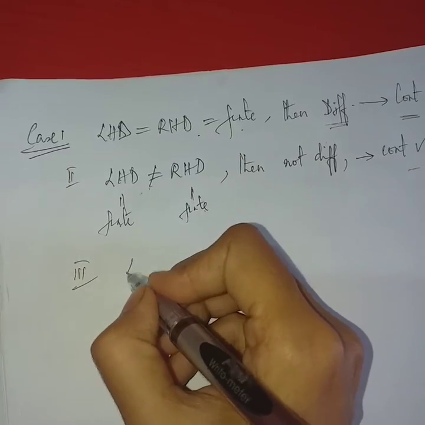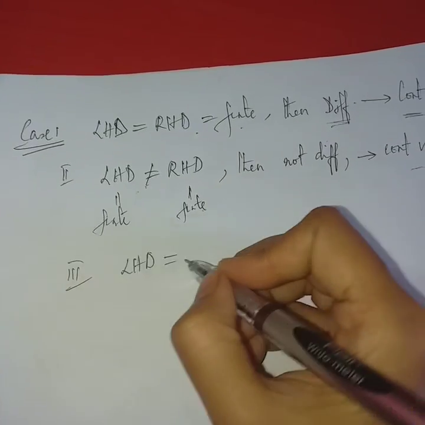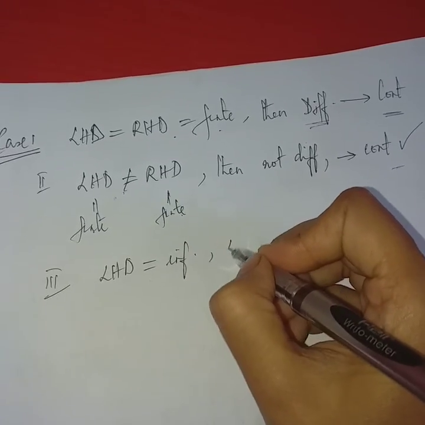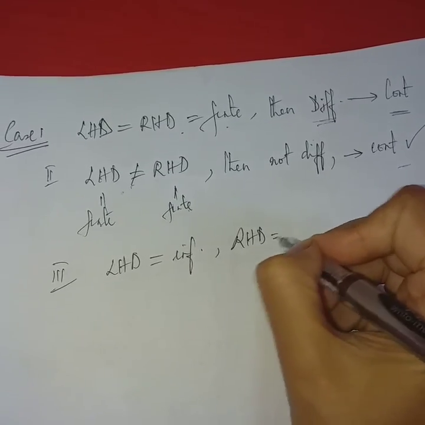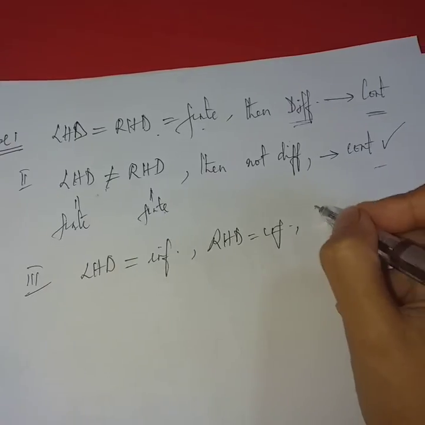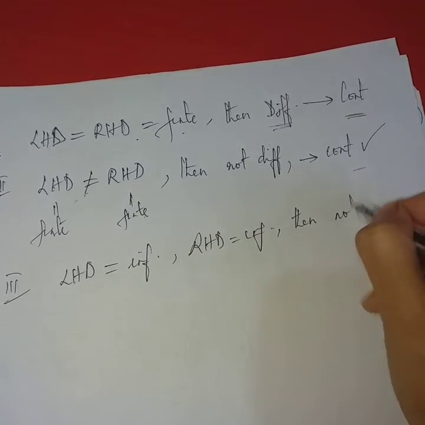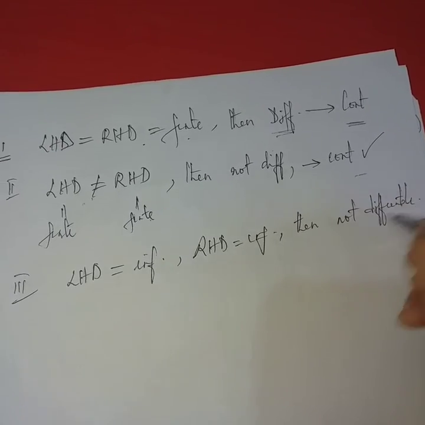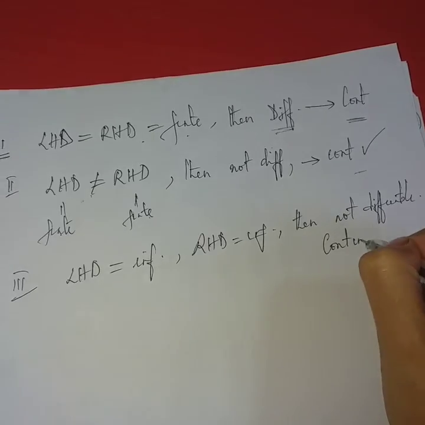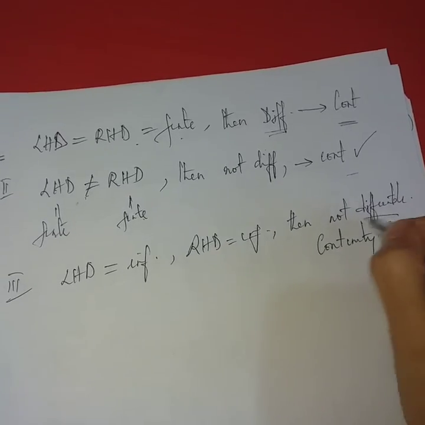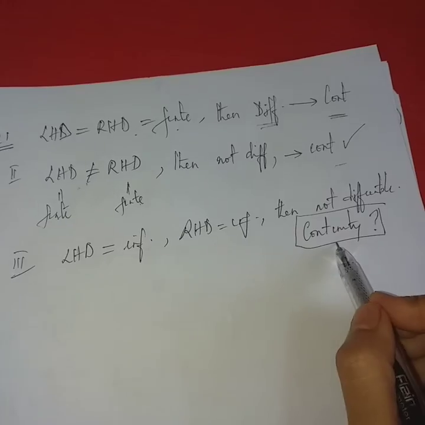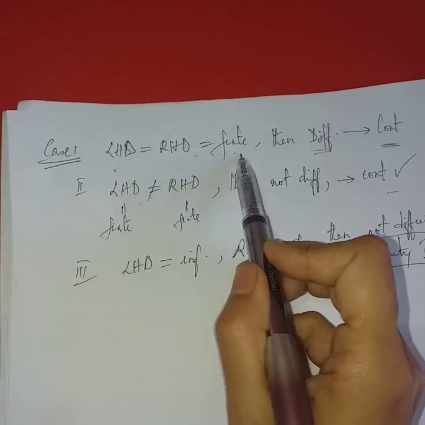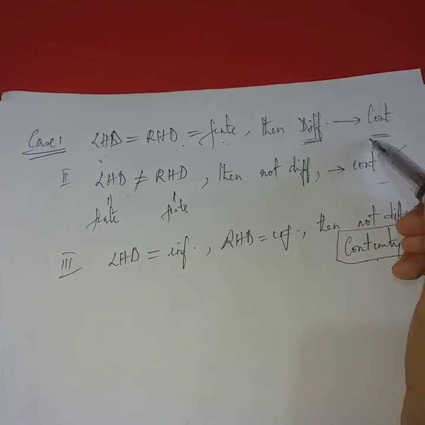And the third point: if both or any one of them are infinite, then they are not differentiable. And what about the continuity? We cannot say anything about the continuity. We have to further check the continuity again. So once it is differentiable, it must be continuous.